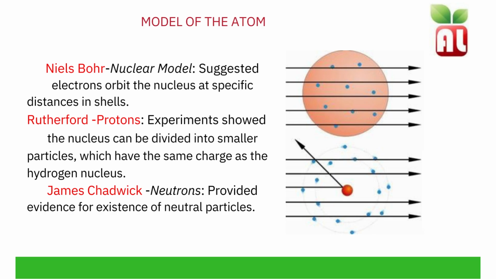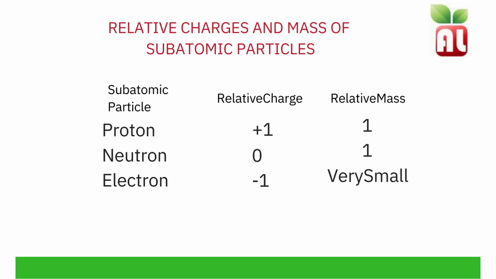James Chadwick later discovered neutrons. His experiments provided evidence for the existence of neutral particles and helped with the understanding of isotopes. The subatomic particles are the proton, neutron, and electron.